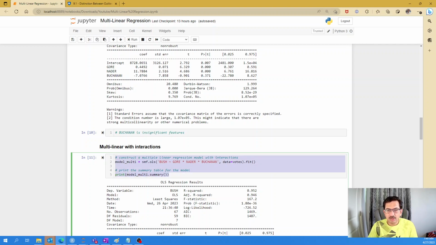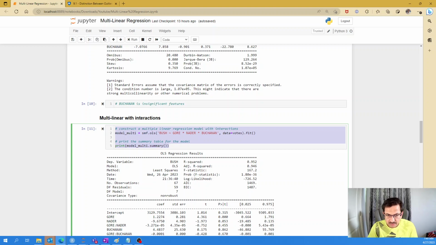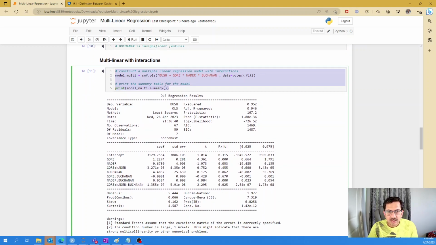This is the model which is getting built with the interaction. What does it mean? You will understand very soon. Once you add the interaction, first of all, your R square increased. What does it mean? You have all the original features, but along with that you have combined features, and there are combined features like this.